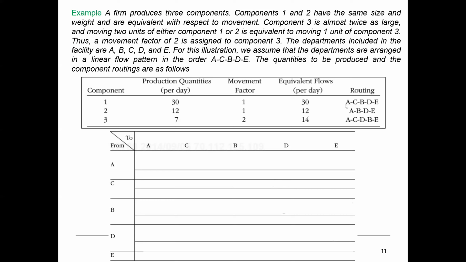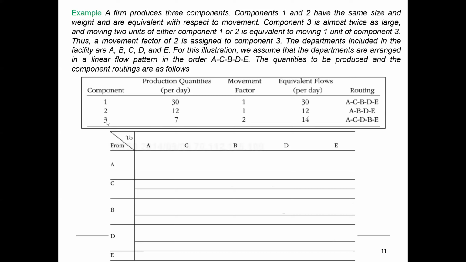It goes first to department A, then goes to C, then goes to B, then goes to D, and then to E. Component number 2 has production quantities of 12 per day. There's a movement factor of 1 because it's also the same size as component 1, and we are using components 1 and 2 as our equivalent measurement. So the equivalent flow is just the multiplication of 12 times 1, which is 12, and it has a different routing. So it goes to A, from A to B, from B to D, and then from D to E.